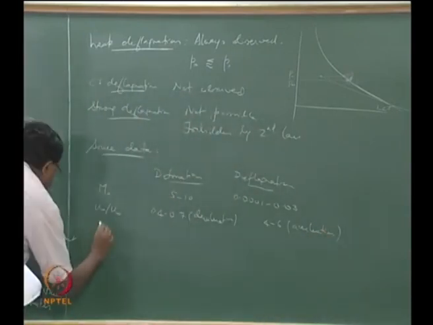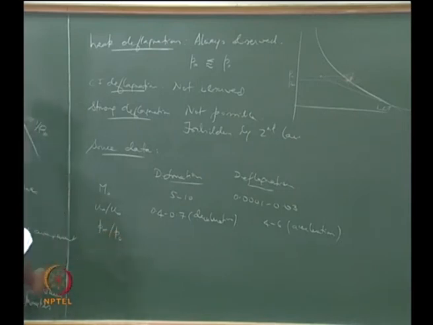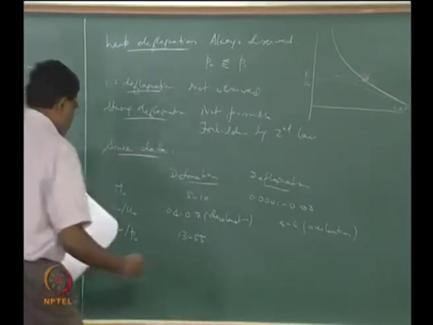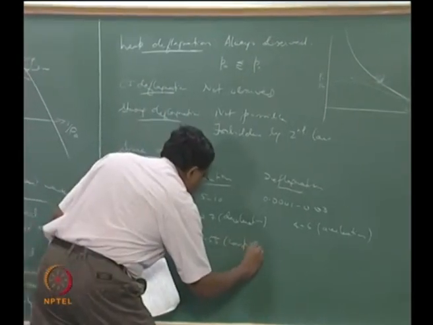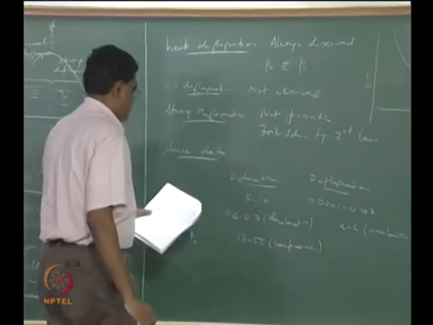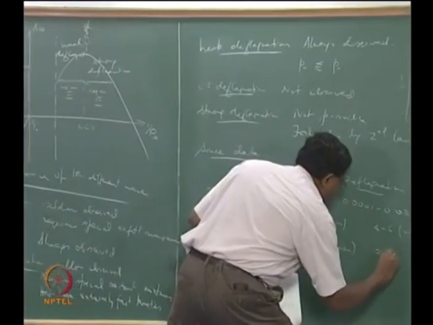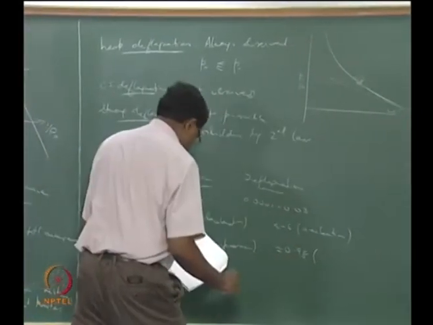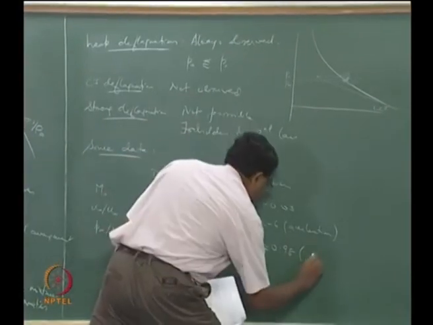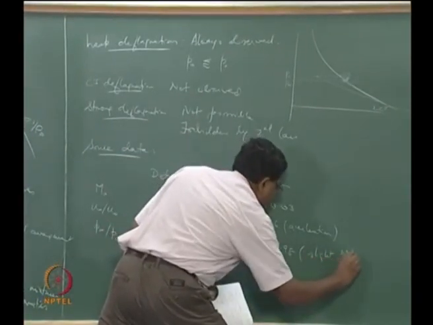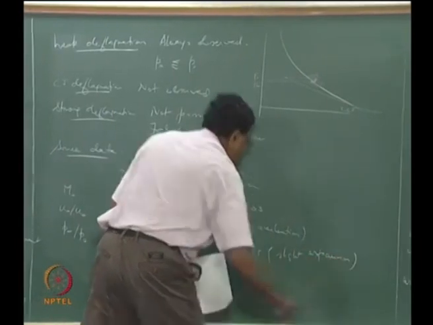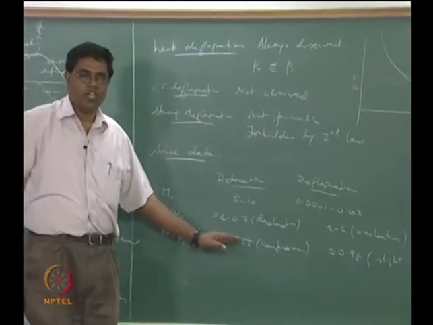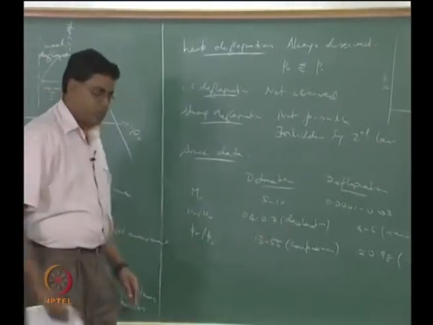P infinity over P naught, this is about, look at this number, 13 to 55, compression. This is about 0.98. There is about 98% pressure recovery there. So that is slight expansion. And this high pressure jump across the detonation wave is what causes all the damage in detonations, okay.